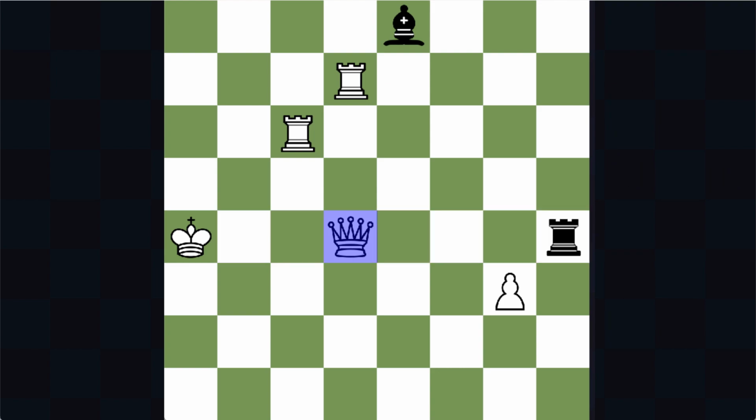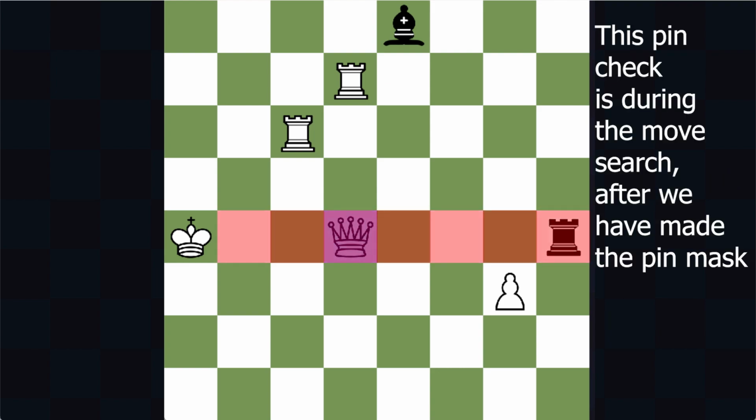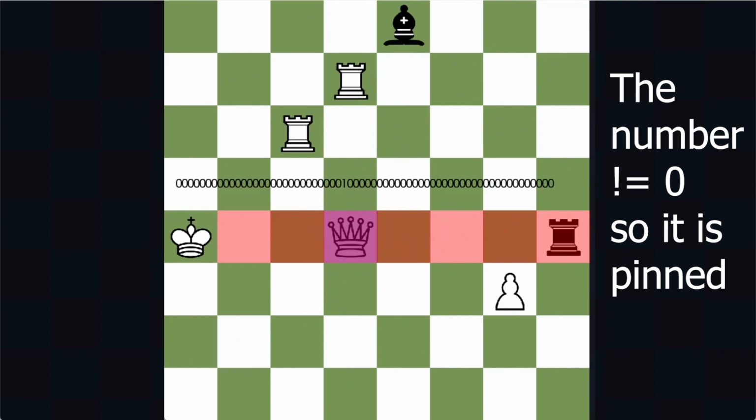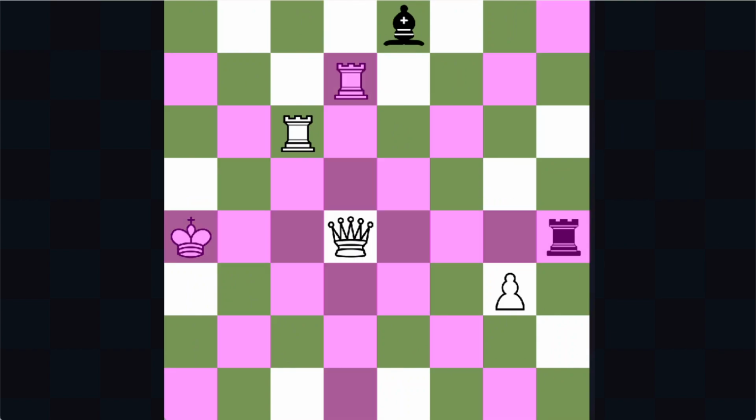Now that we have this, we can check whether the piece is pinned by ANDing it with the pinned bitboard mask. If it is pinned, we can get all its possible moves and just AND it with the pin mask along with the directional mask.